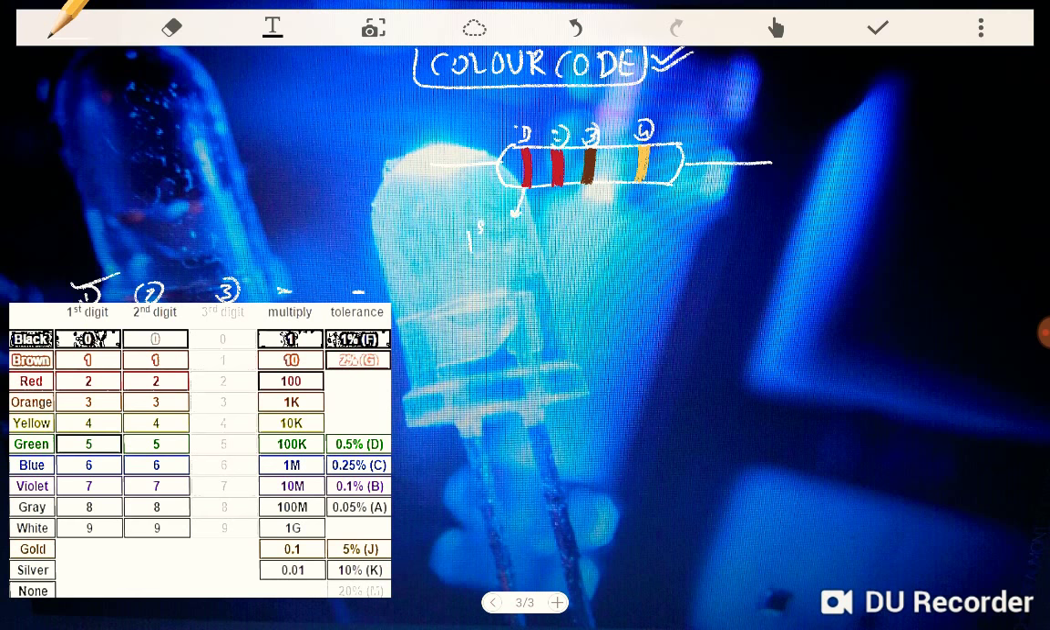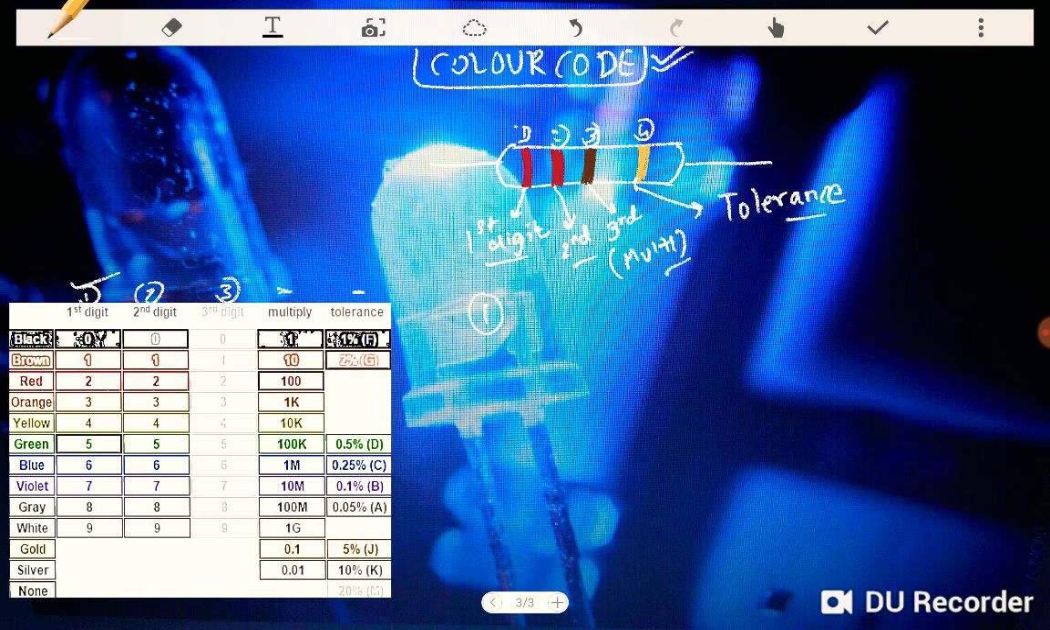This tells us about the first digit of the resistance value. This tells us about the second digit of the resistance value. This tells us about the third digit of the resistance value, and the gold band tells us about the tolerance. This third band also tells us about the multiplication factor. Now I will come back to all of this.